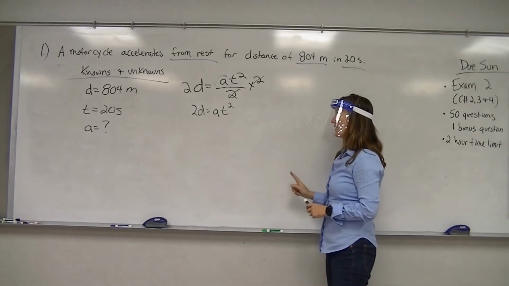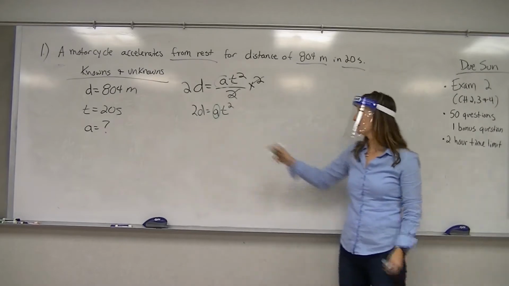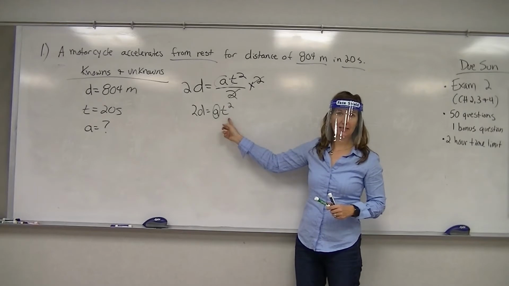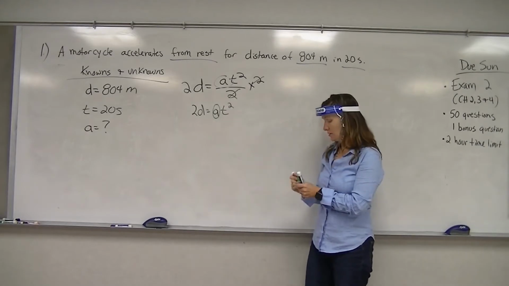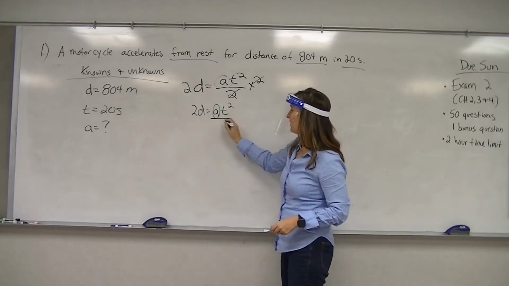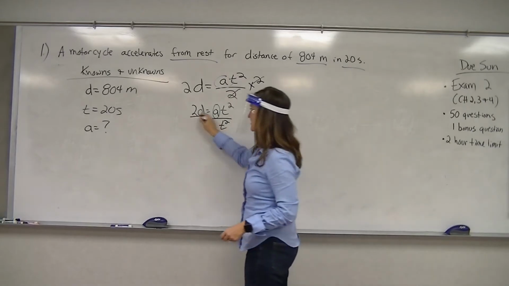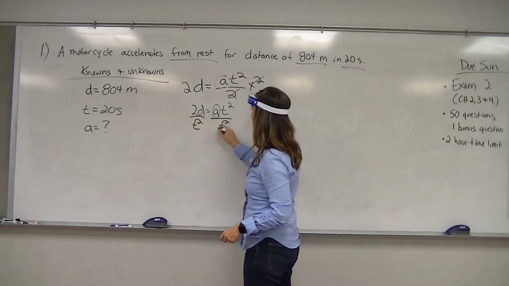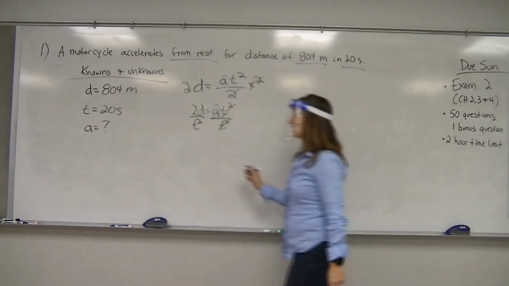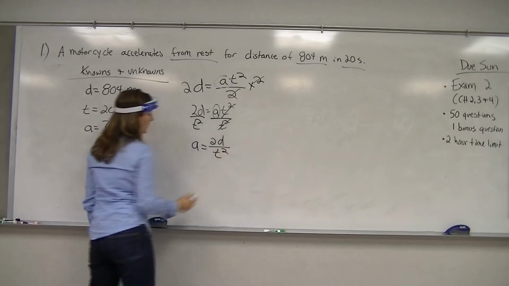Still trying to get A by itself. So that means I need to get rid of the T squared. What I'm doing is taking A and multiplying it by T squared. So I'm going to do the opposite operation. The opposite of multiplication is division. So I'm going to divide by T squared. That way it's going to cancel. Whatever I do to one side of the equation, I have to do to the other. So now I have A all by itself. And to figure out A, I'm going to take 2D and divide it by T squared.